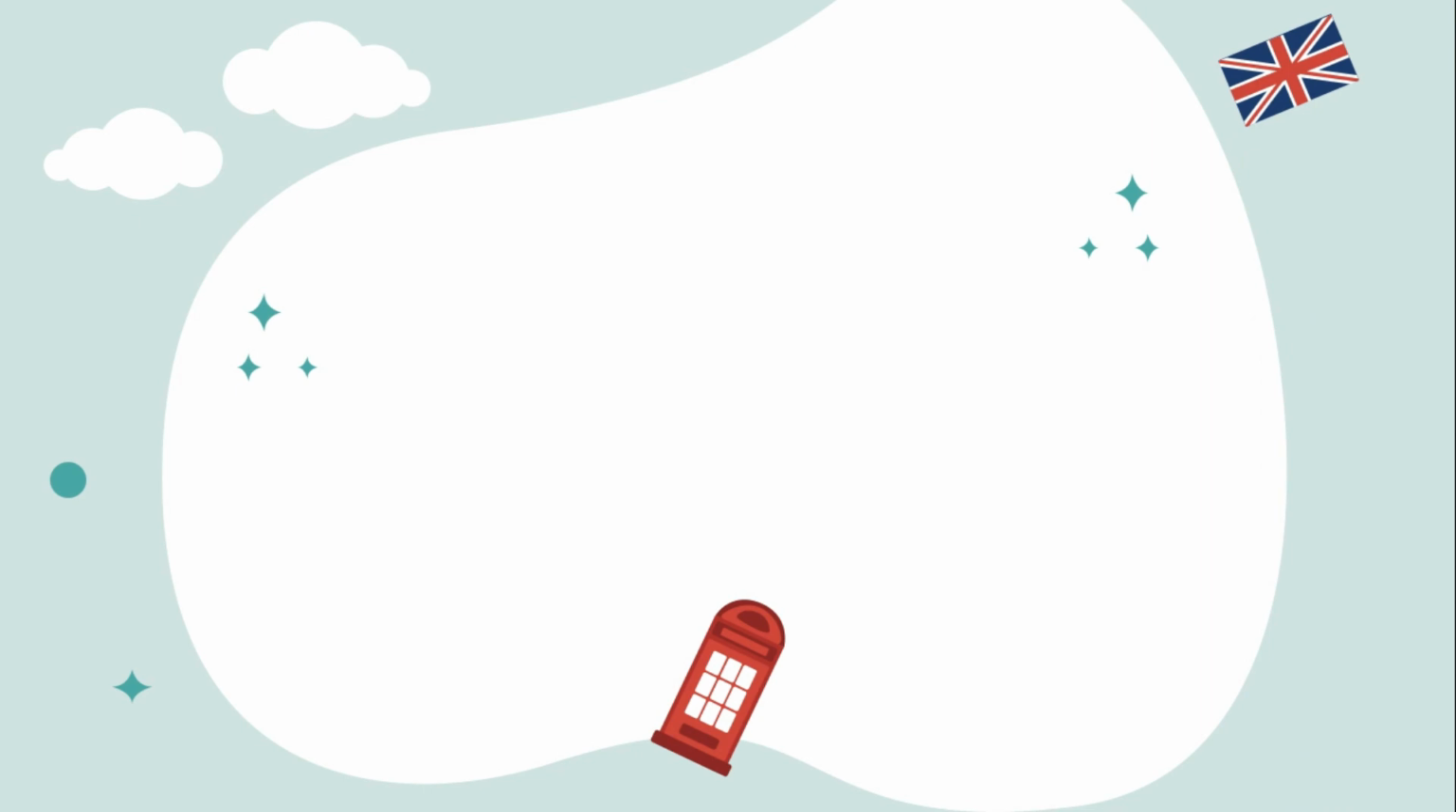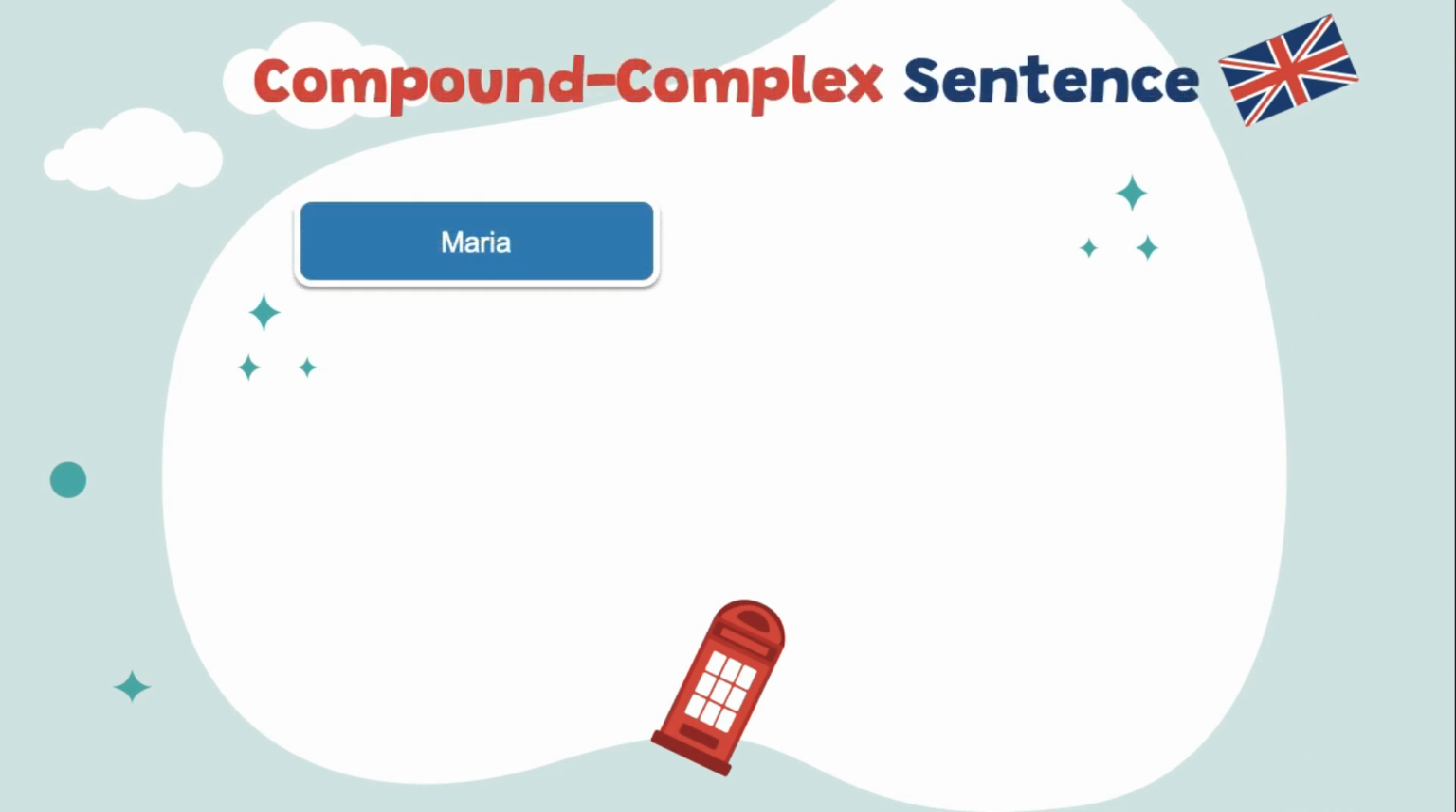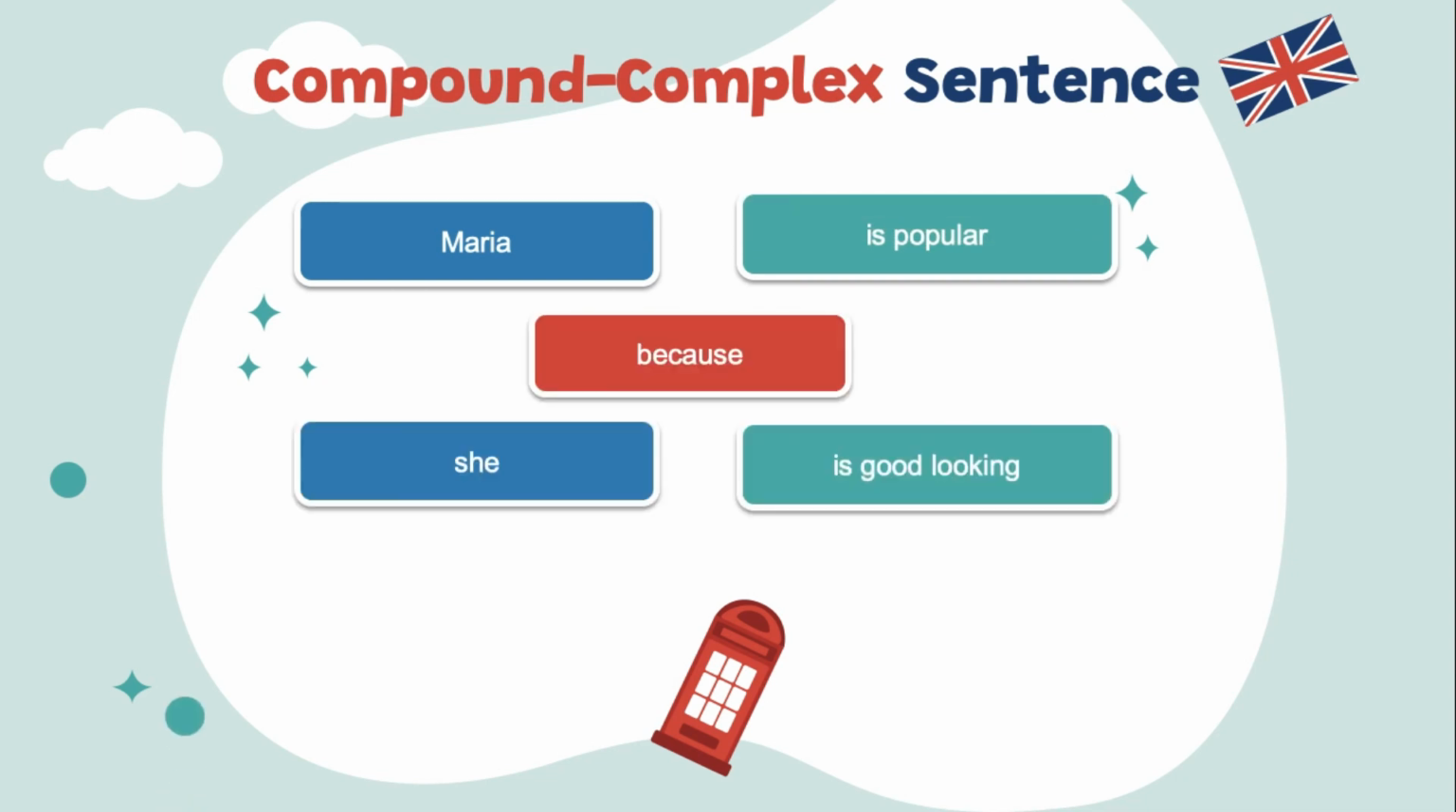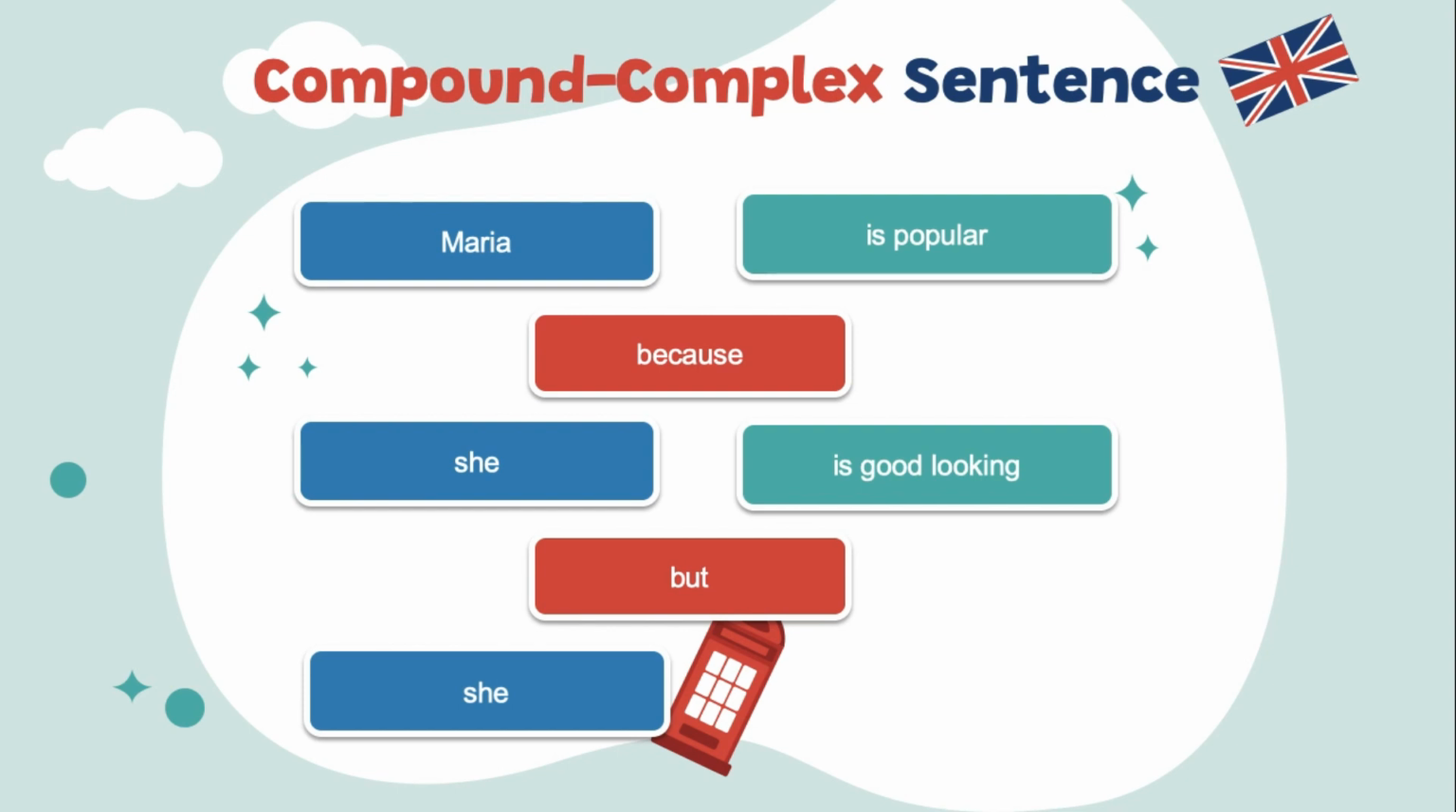Okay, now let's see the formula of the compound complex sentence. So this one is another sentence of a compound complex sentence. Maria is popular because she is good looking, but she is not very happy. Let's see, there are three parts. Maria is popular, she is good looking, she is not very happy. And this sentence is linked by because and but. Alright, that's easy. Super easy.